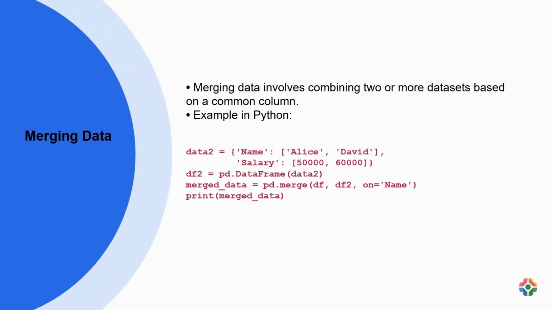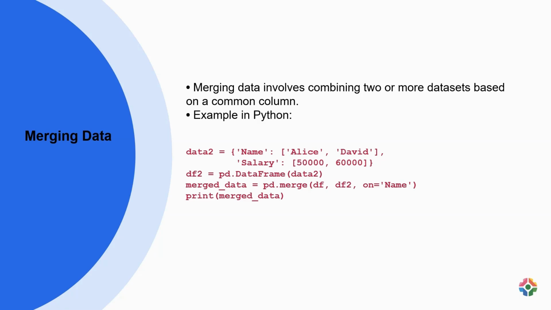Merging data is the process of uniting two or more datasets based on a shared column. In the Python example provided, data from two data frames, df and df2, with a common column name, is merged using the pd.merge function. This creates a new data frame, merged data, combining information from both original datasets.